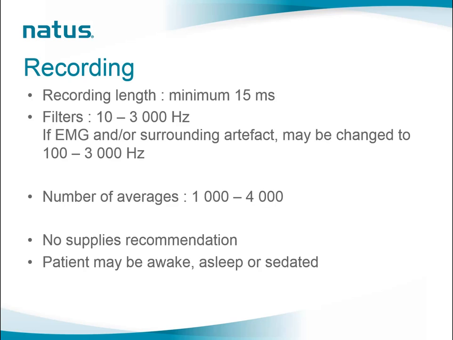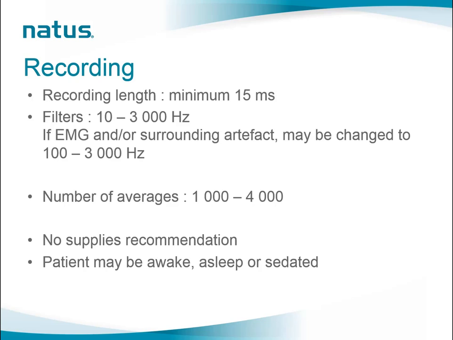The signal should be filtered between 10 Hertz and 3 kilohertz. However, what can happen, especially in this kind of very sensitive testing, is that you would have artifacts from EMG activity or noise issues from electrical systems. In that case, the ACNS says that we can change the filters from 100 to 3 kilohertz. That would reduce especially the electrical noise. However, it's best to keep the range as broad as possible.